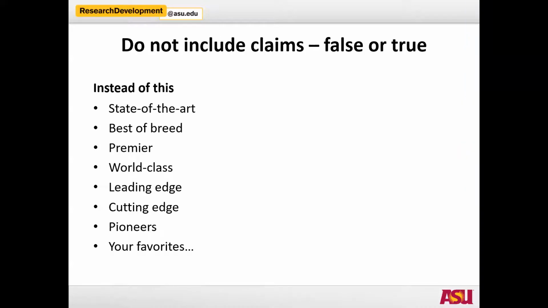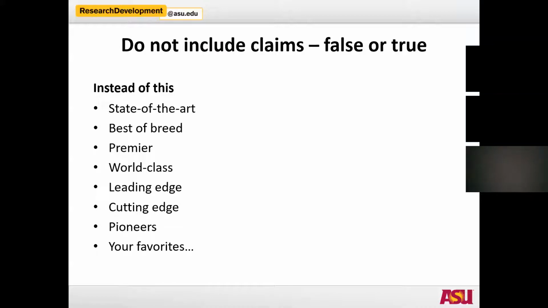Do not include claims, false or true. So do not say, my work is state of the art. My work is the best. My work is premier. It's world class. It's cutting edge. It's the very best. Don't say that in your proposal.